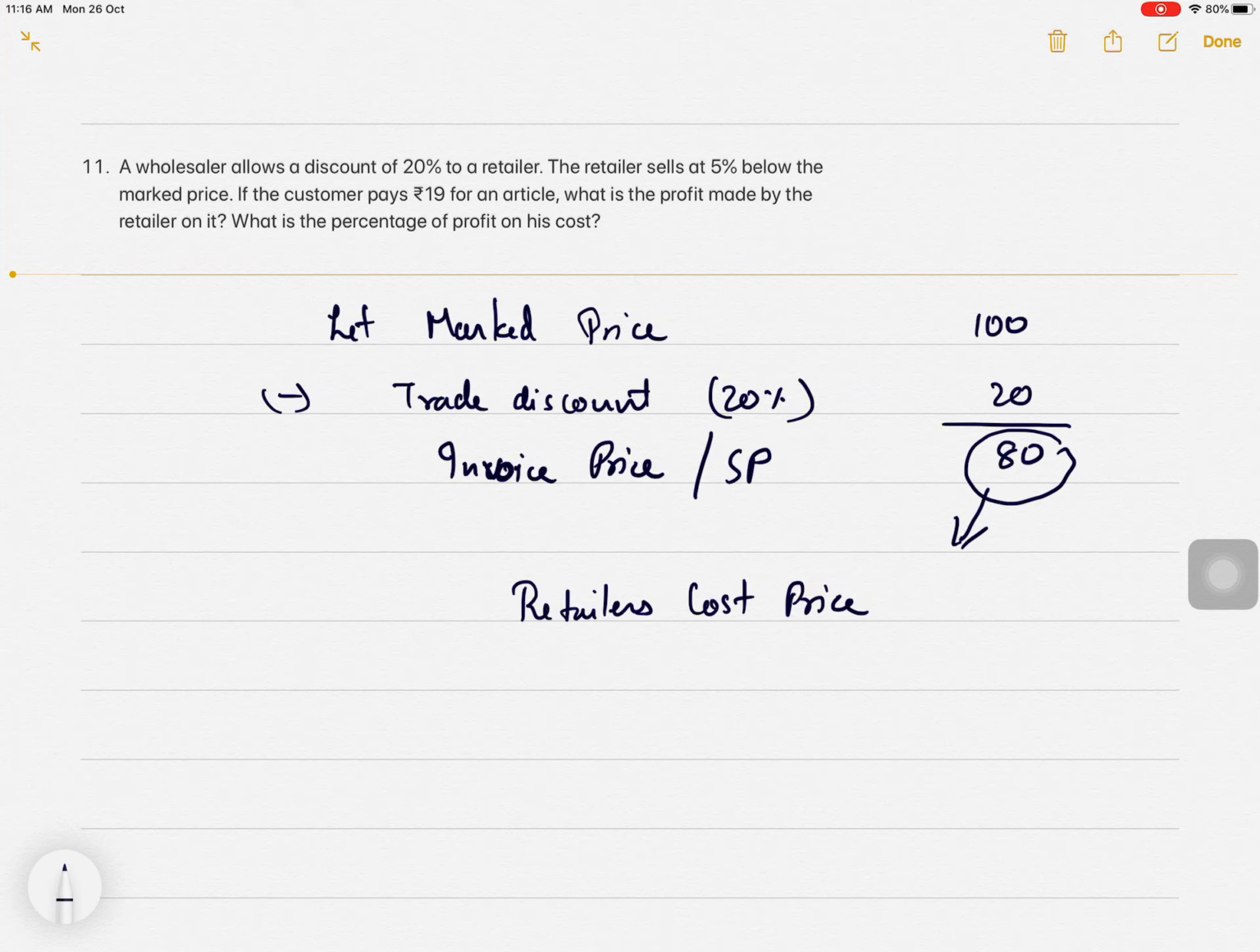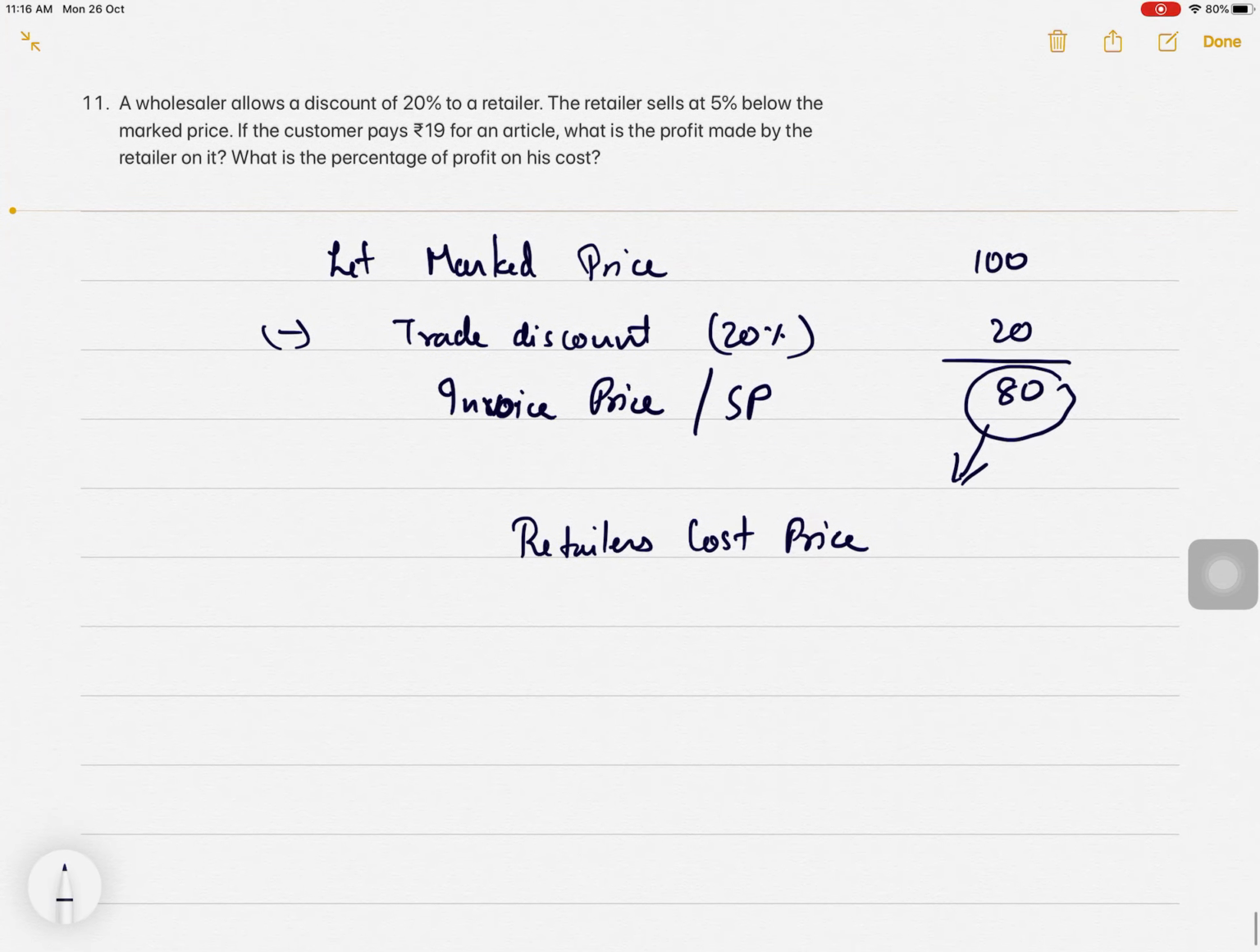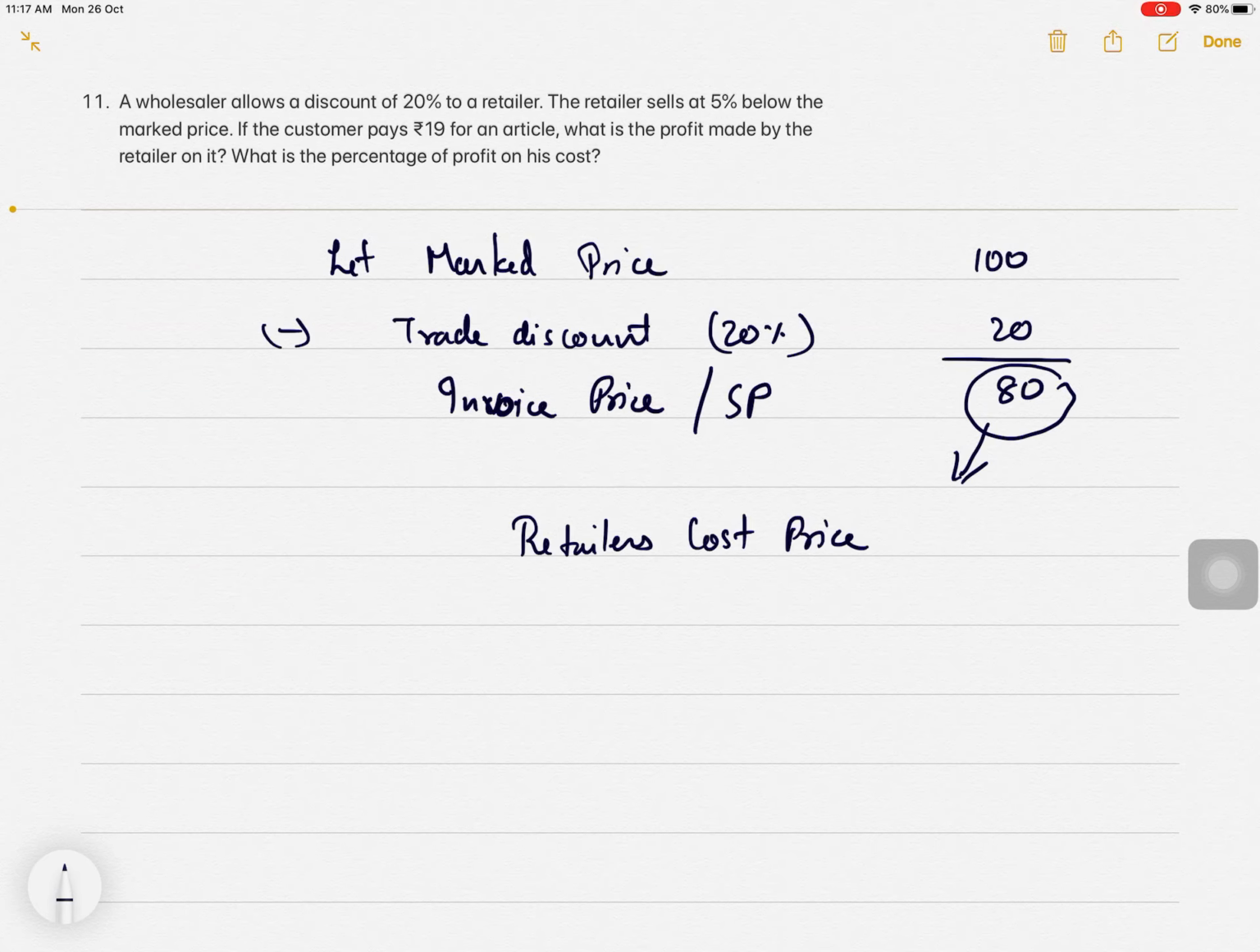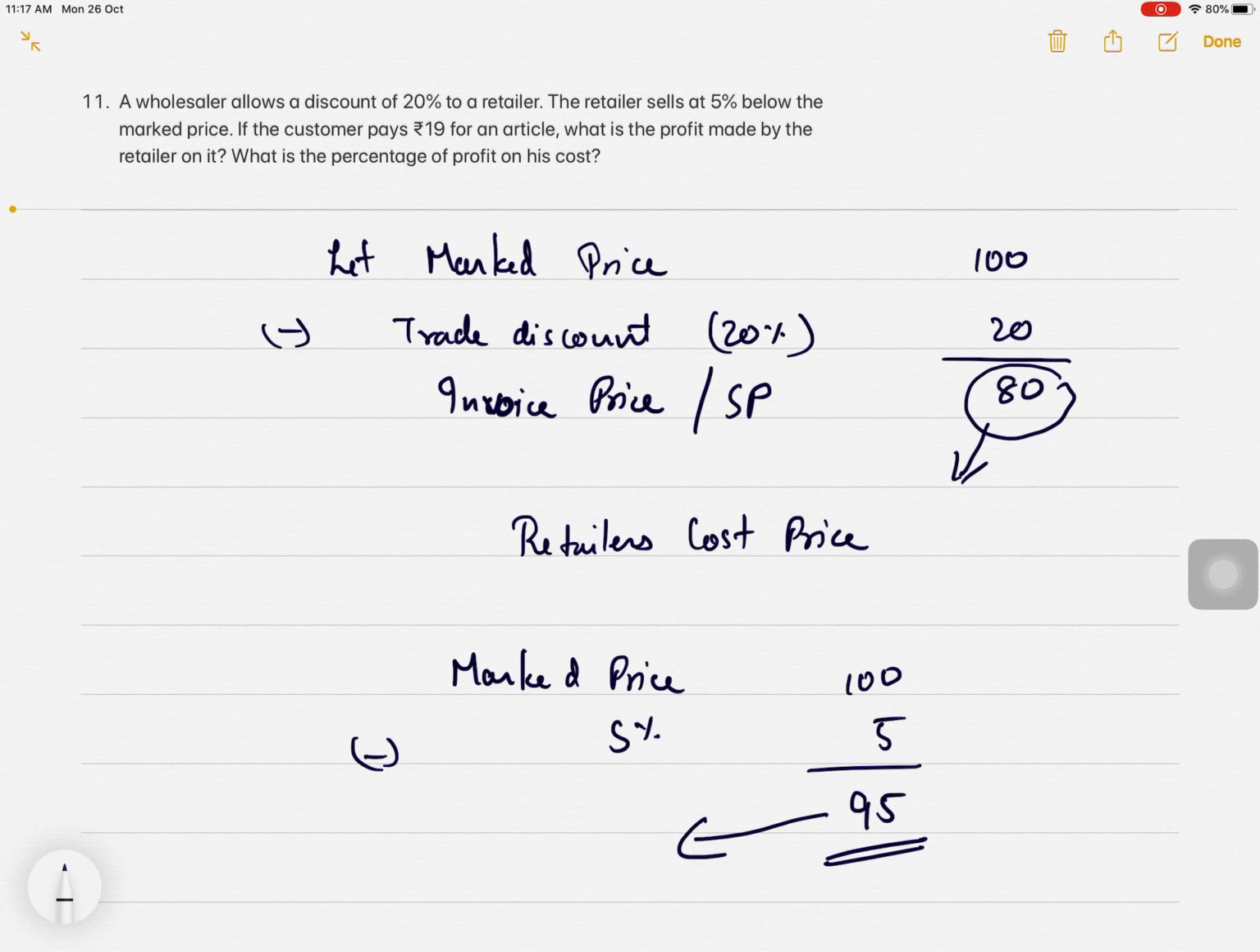Now, the retailer sells at 5% below the marked price. So for the retailer, the selling price is 95. Correct? Because the marked price is 100 minus 5%, which is 5 rupees. So 95 is the selling price for the retailer. So the cost price for the retailer is 80 rupees, and the selling price for the retailer is 95 rupees.